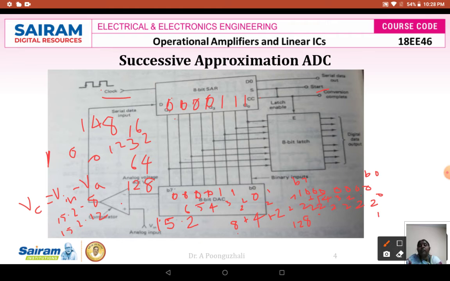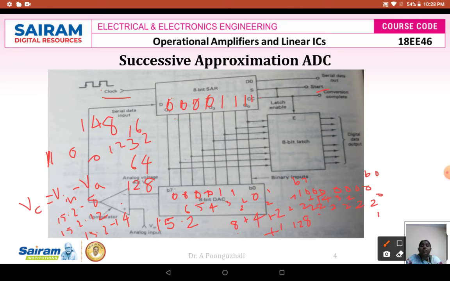So when I have 14, this is 15.2 minus 14. Again my analog voltage is going to be greater. If my analog voltage is greater, the comparator output will be 1. So when the comparator output is 1, I am going to have the bit set as such for the next clock pulse and I will go for the next bit. That is your 2 power 0. 2 power 0 is going to be 1.